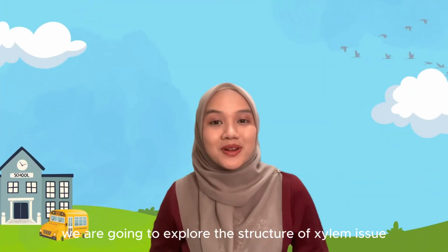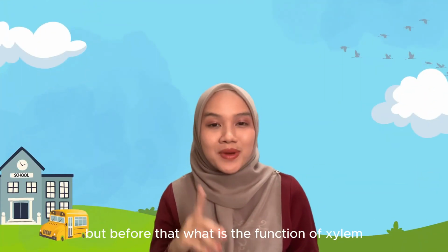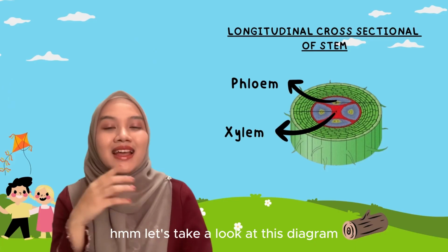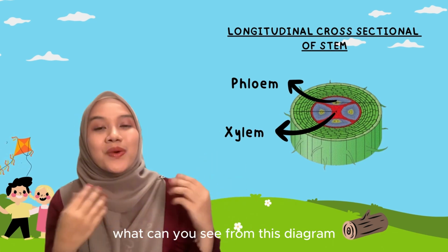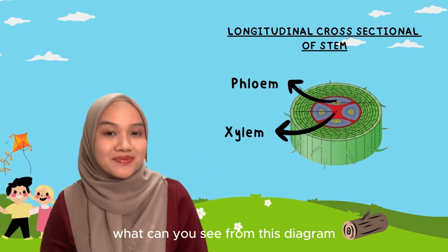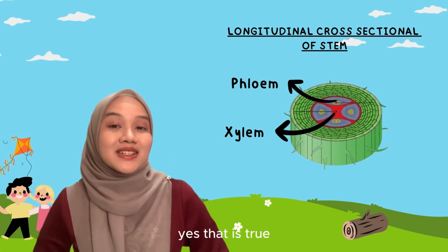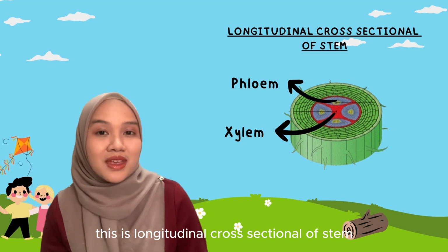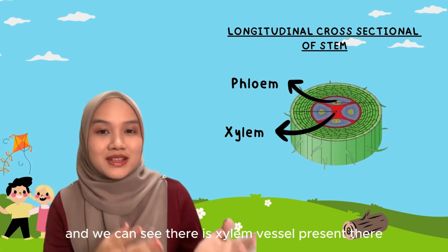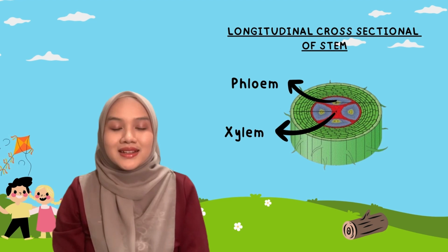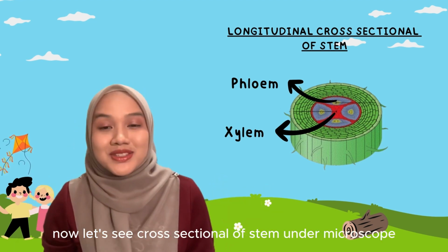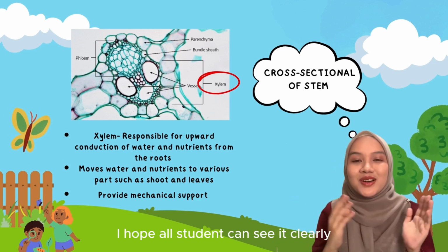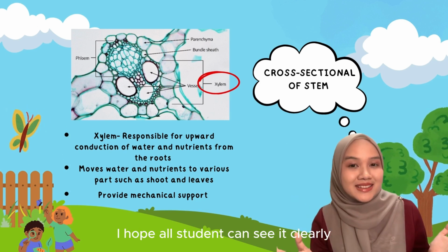Now we are going to explore the structure of xylem tissue, but before that, what is the function of xylem? Let's take a look at this diagram. What can you see from this diagram? Yes, that is true. This is a longitudinal cross-section of a stem, and we can see there is xylem vessel present there. Now let's see a cross-section of a stem under the microscope. Wow, so beautiful, right? I hope all students can see it clearly.